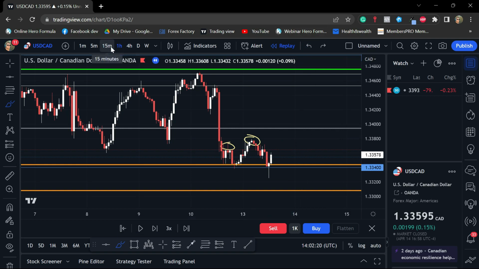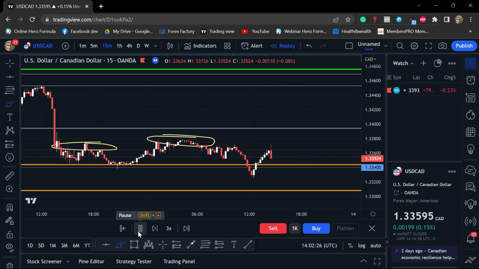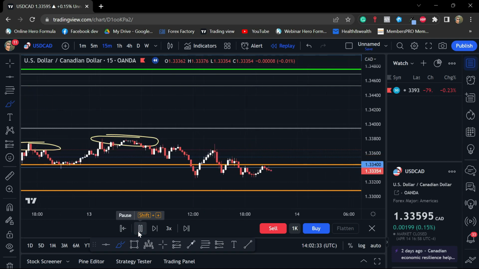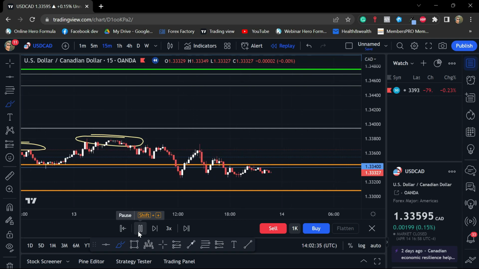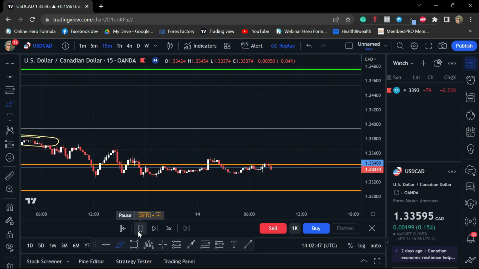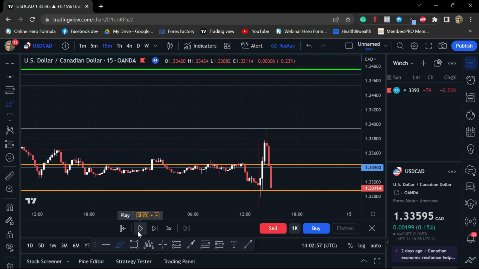Now we go into the 15. Okay, now we're looking. So what I said is it needs to break that high. Let's wait to see what it does. It comes back down into my area. See, guys, still holding in that area. That's why I didn't want to enter. Boom, still. There we go. Okay.